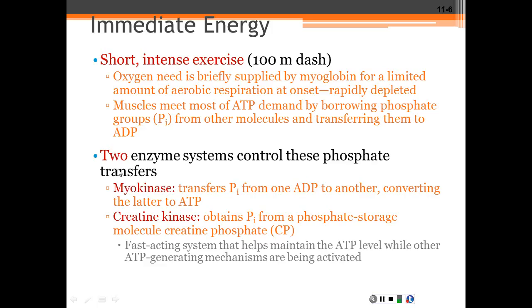It's going to take a phosphate group from another ADP, and they're going to use that and combine it with ADP to make our ATP. So our creatine kinase, then, is going to obtain a phosphate group from the creatine phosphate, our CP, and then donate it to ADP to make ATP.